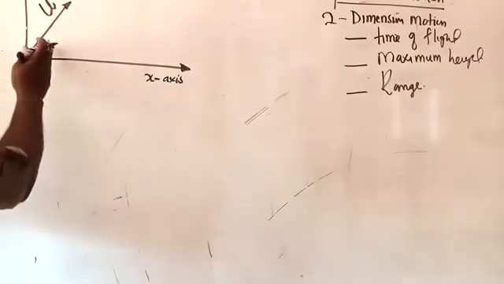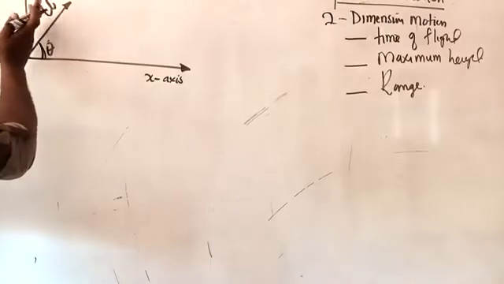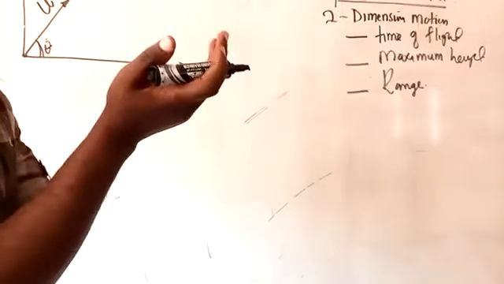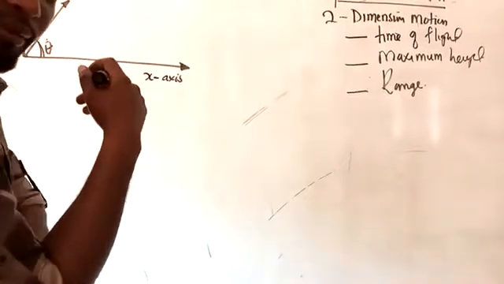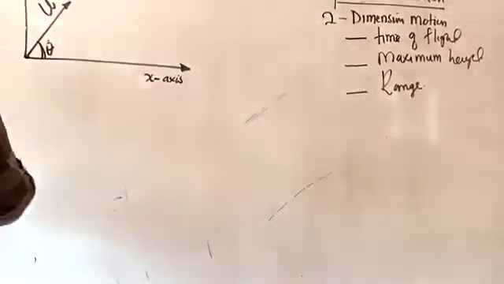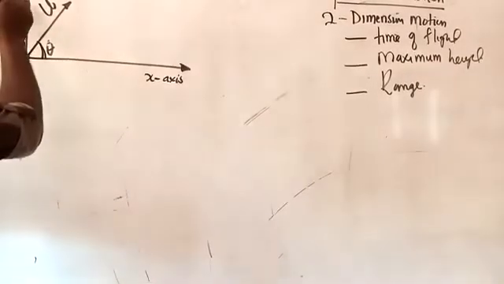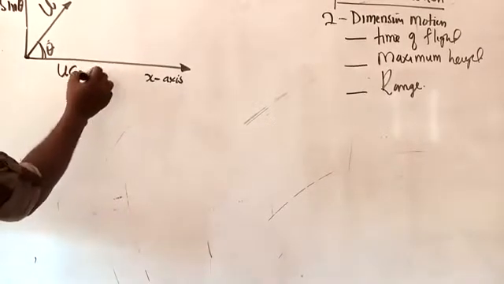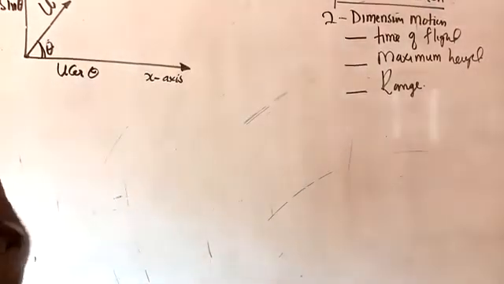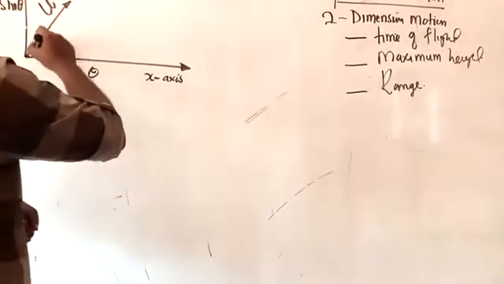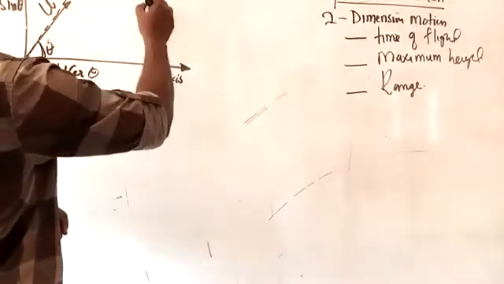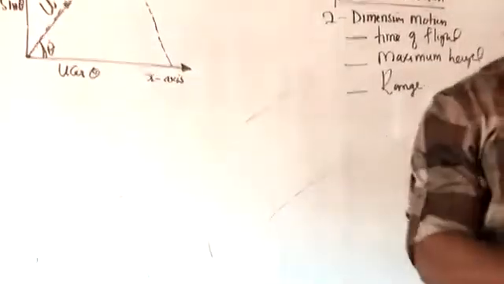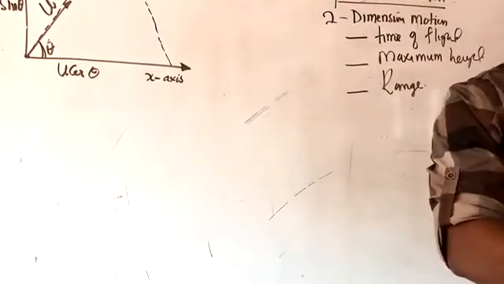When we do that, if I resolve this one, as we learned under vectors, I'm sure most of you still remember, and I hope so, you're going to have u sine theta and u cos theta. So naturally the journey of this object will go that way. That will be the journey of this object.